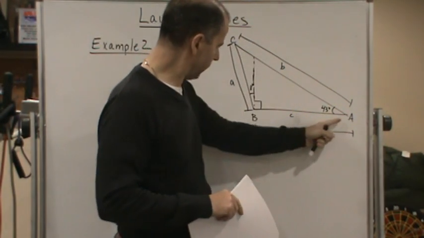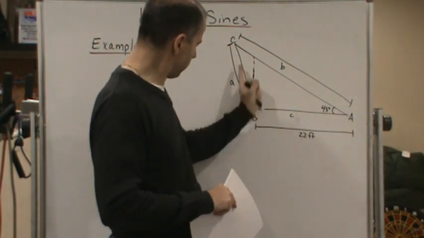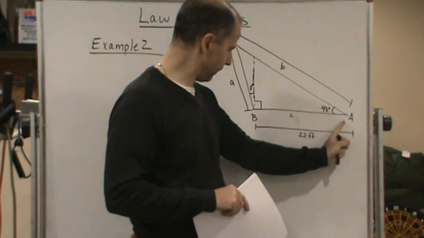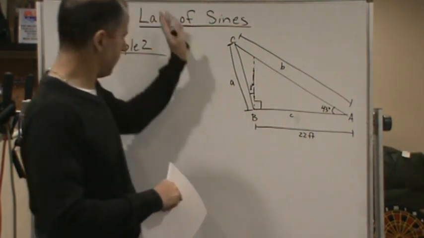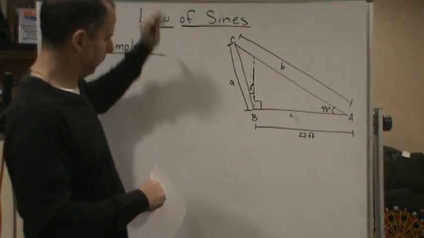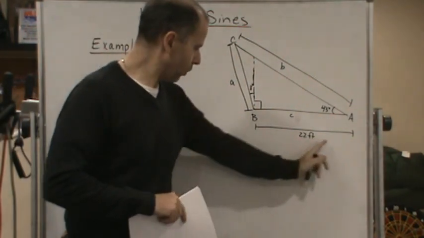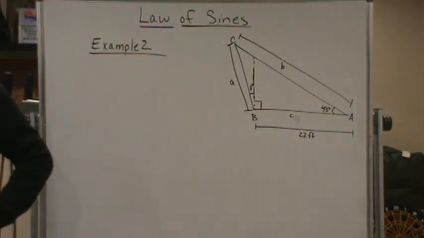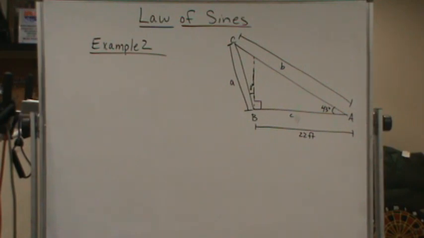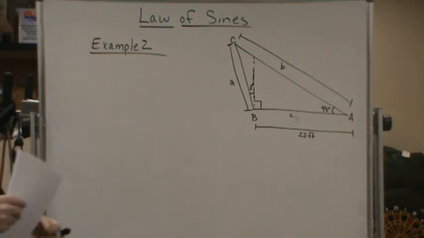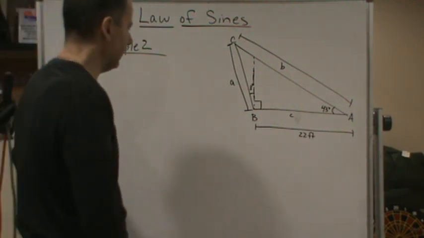So here's the shadow on the ground. So here's the flagpole, and here's the length of the shadow, because the sun's over here. And so we know that the length of the shadow is 22 feet long. It says the angle of elevation from the tip of the shadow to the top of the pole is 43 degrees. And we want to know how tall is the pole.